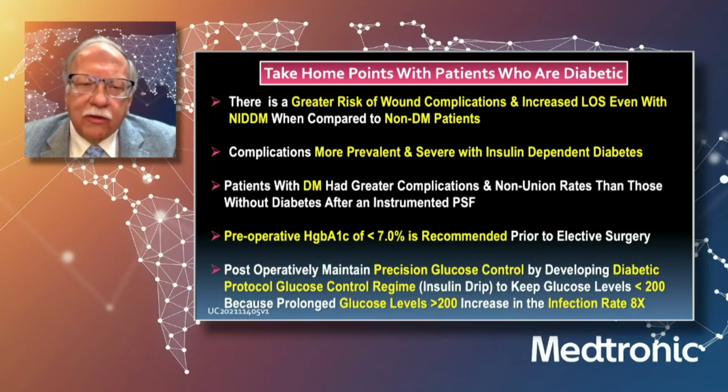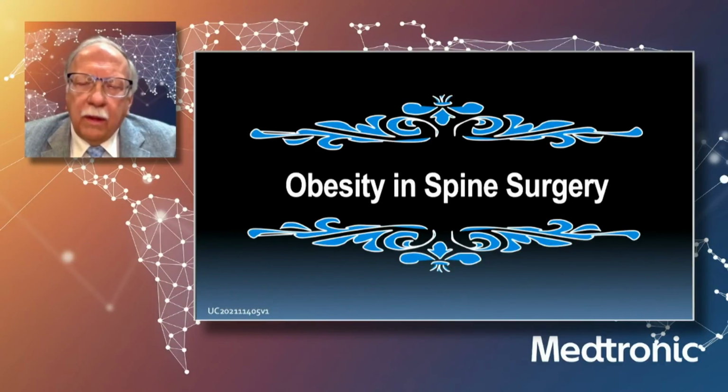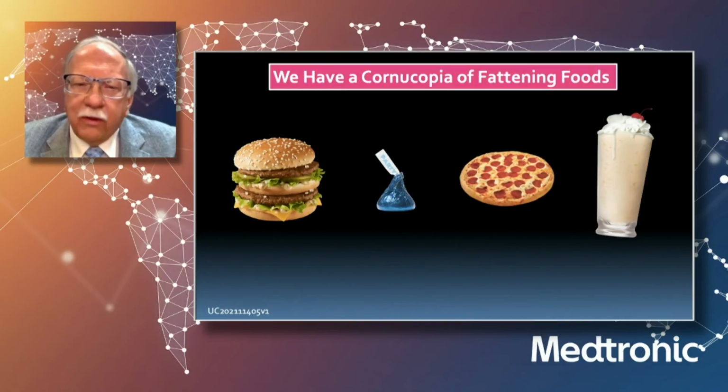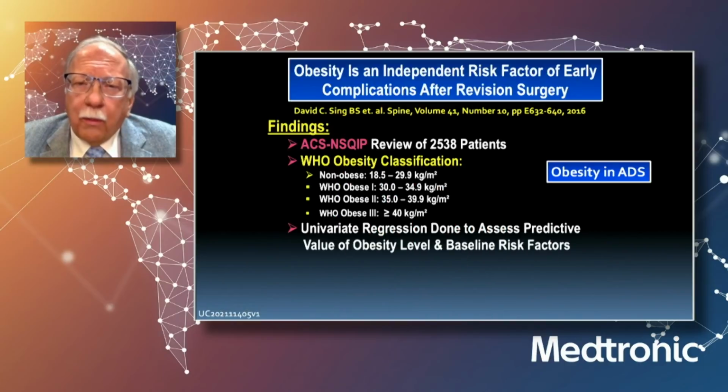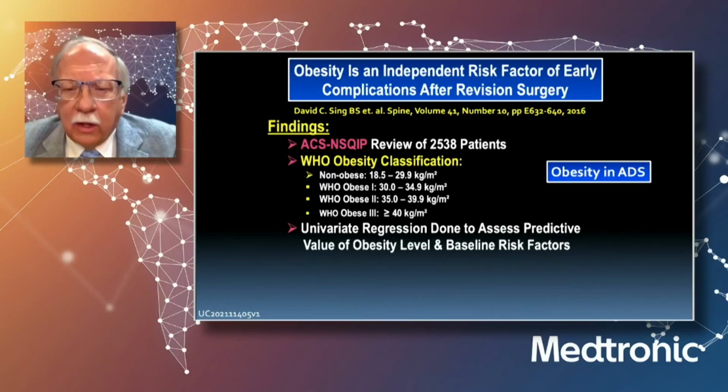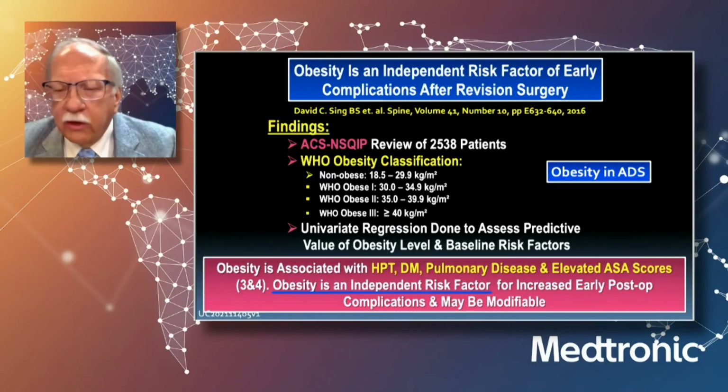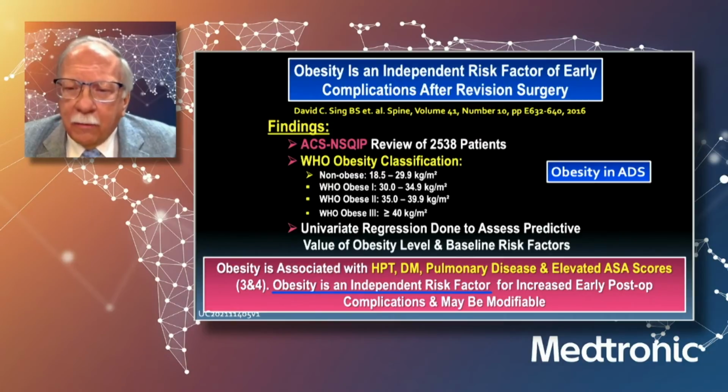We'll talk about obesity next. This is a big problem in the United States. Basically, we like all our pizza and everything else. As a consequence, in this country, about a third of our patients are overweight, and a third are just frankly obese. So this is a real problem with our surgical intervention. When we look at obesity, Singh found that it's associated with all the things you would expect: high blood pressure, pulmonary disease, diabetes.